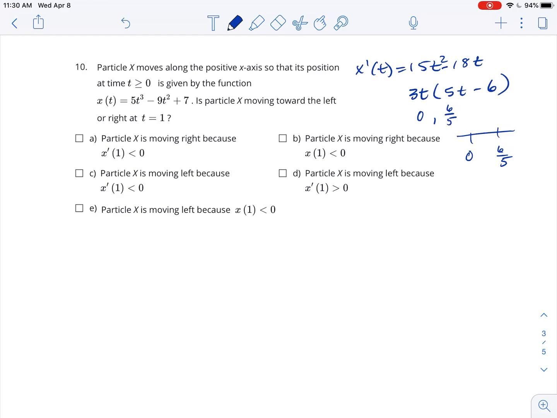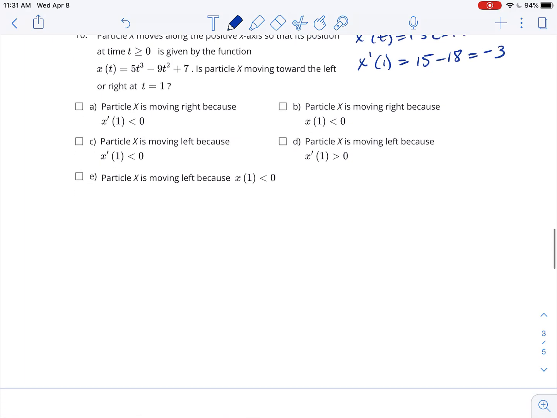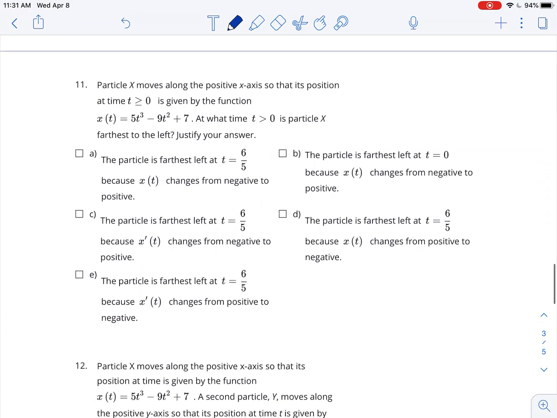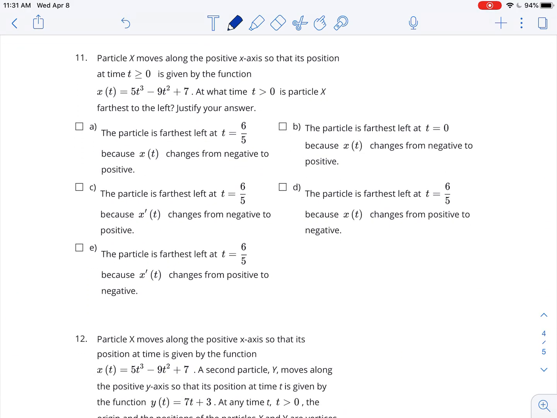If I test these intervals, actually all I have to do is, I don't have to test intervals. Let's just evaluate the derivative at 1. So let's just do that. Sorry guys. So if I plug in 1, that's going to be 15 minus 18. That's negative, because x prime of 1 is less than 0. And we're moving left, so I believe it's this guy.